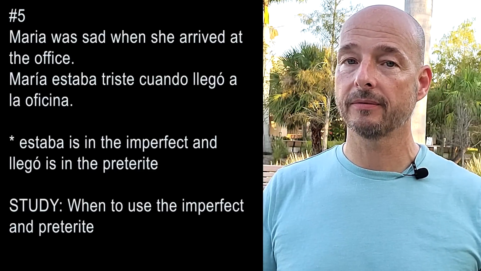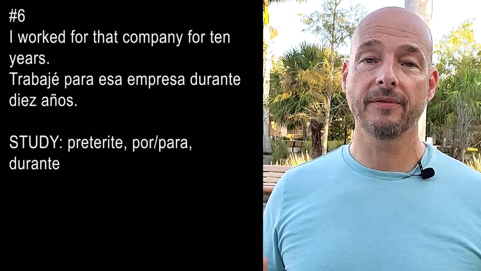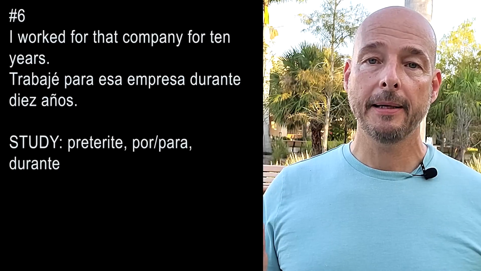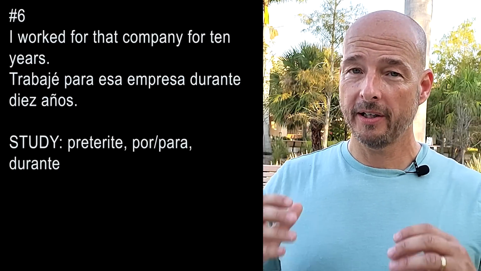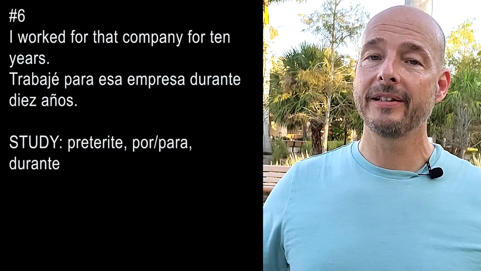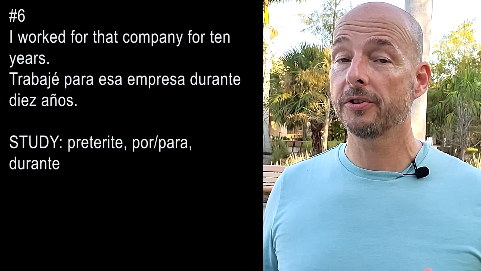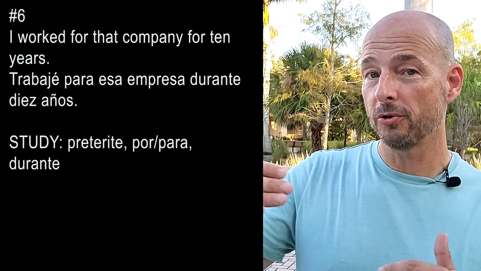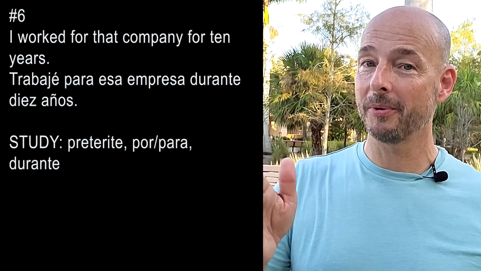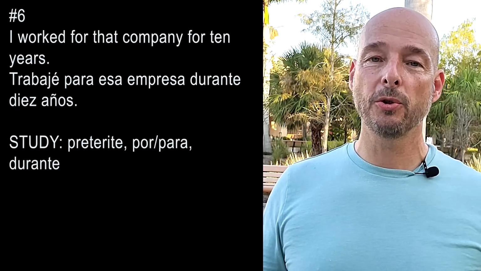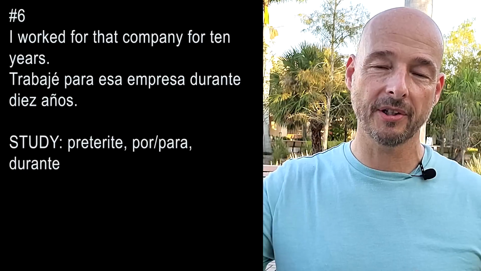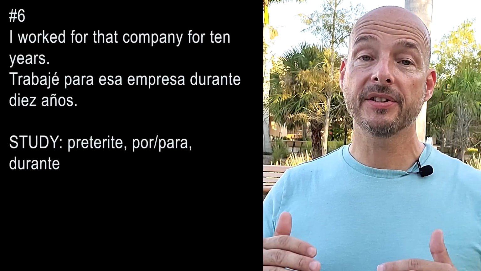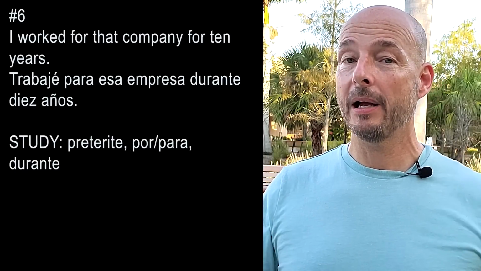Number 6, I worked for that company for 10 years. Trabajé para esa empresa durante 10 años. What I'm looking for here are a couple things. One thing, right up there at front, did you get that verb correct? That means that you understand the preterite better, or did you choose the imperfect, right? Again, preterite imperfect. Next thing I'm looking for is the use of para there. Some people will say por, or they're confused, like working for someone. If you had trouble with that one, you need to be studying por and para and when to use each one.